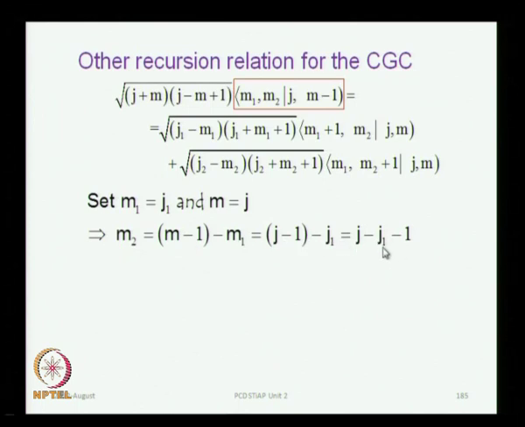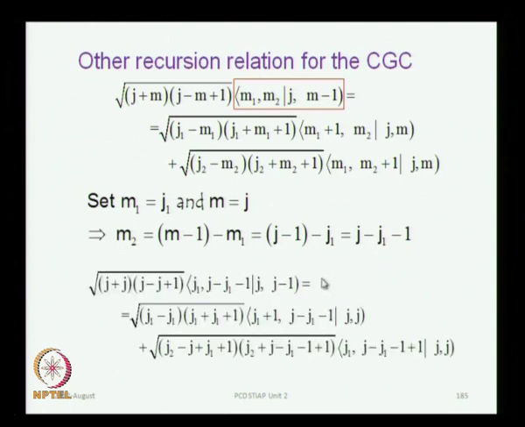Now, you do the same thing again, just go ahead and substitute these terms in the recursion relation. Okay. So, here you get j plus m, so that will become j plus j, and here you have j1 minus m1, but m1 has been chosen equal to j1.